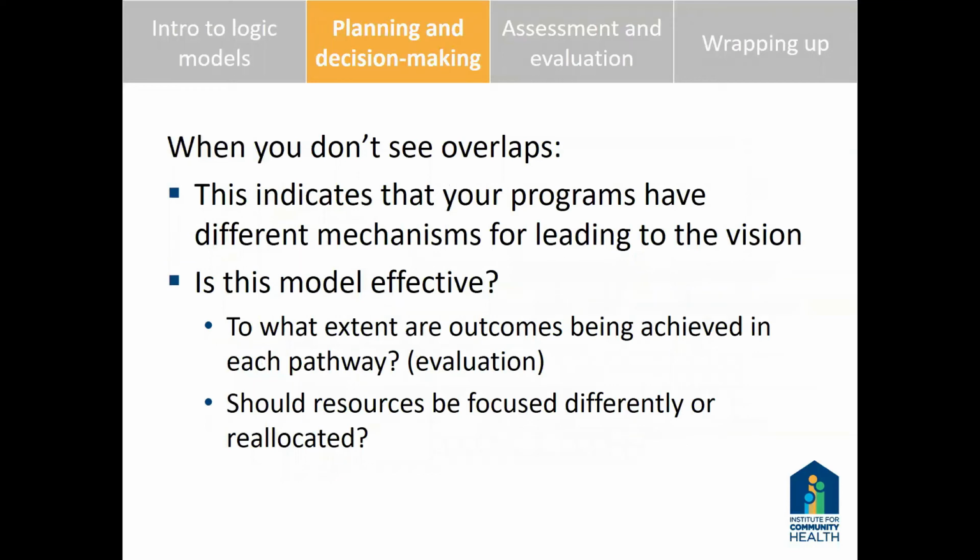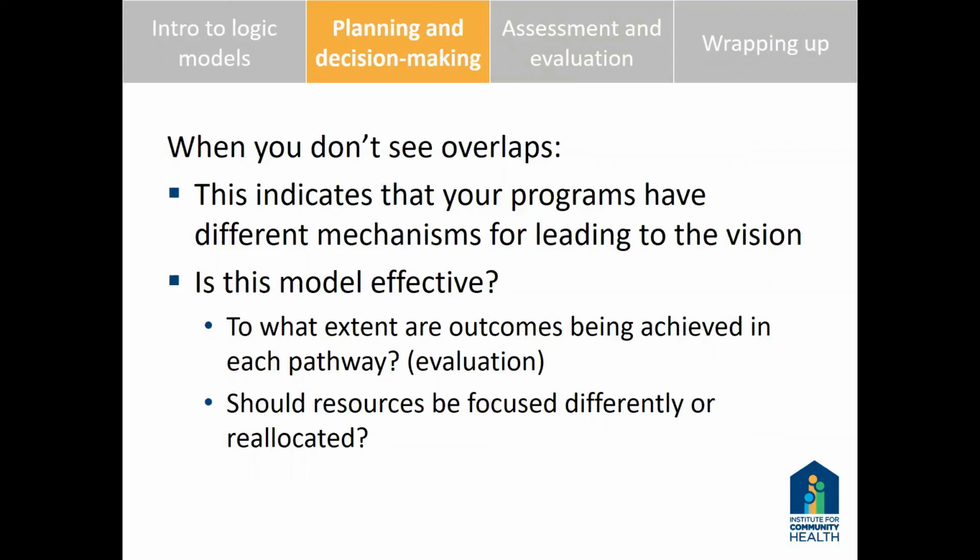Now, if you don't see a lot of overlaps in your streams of outcomes, this says that the programs have different mechanisms for getting to the vision, which can be totally fine and effective. But the question is just to take a look at that and ask, is this an indication that the organization is spread too thin, or are all of these different outcome paths seeming to work out pretty well?